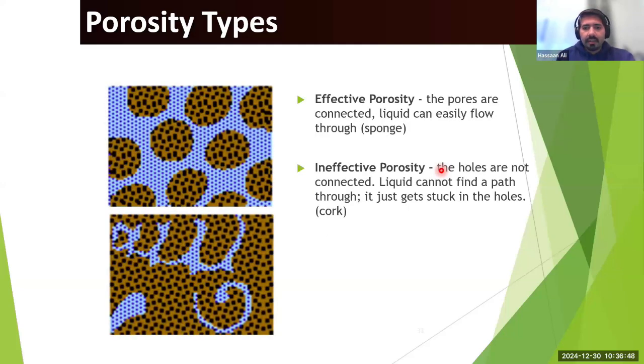There are also two other types of porosities. One is called effective porosity, which is how well connected these pores are, because the more well connected they are, the easier it is for the liquid, oil and gas to flow through them. Ineffective porosity is where space is created between the rocks, but these pores are not connected. That means the liquid cannot find its path through. It will just get stuck in the holes. So for us to have a very effective flow, we want a higher effective porosity and less ineffective porosity.